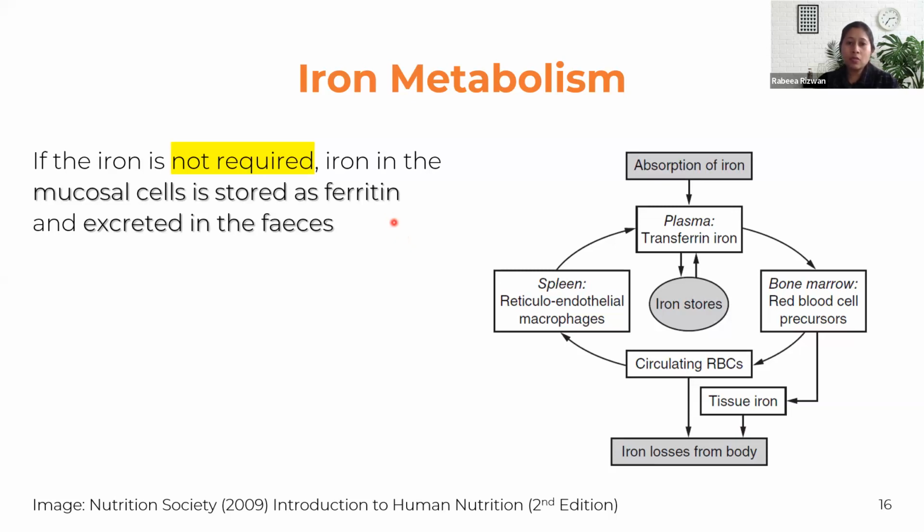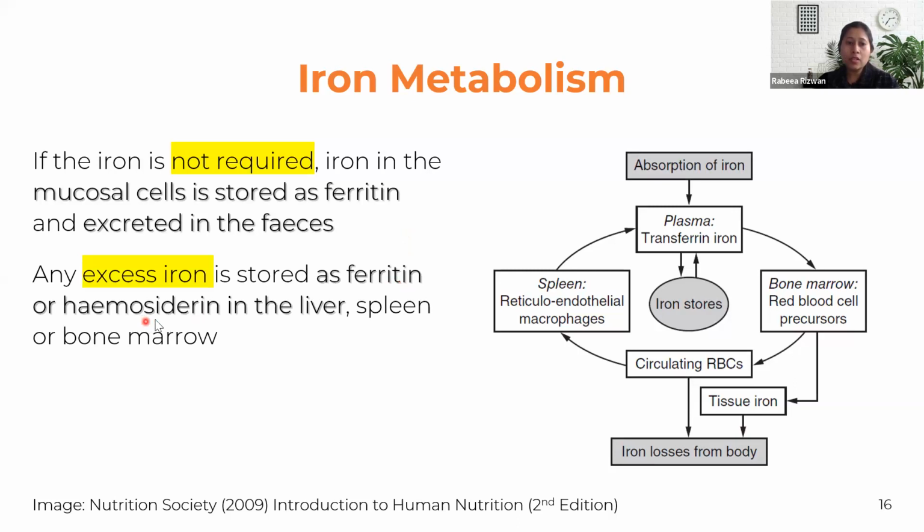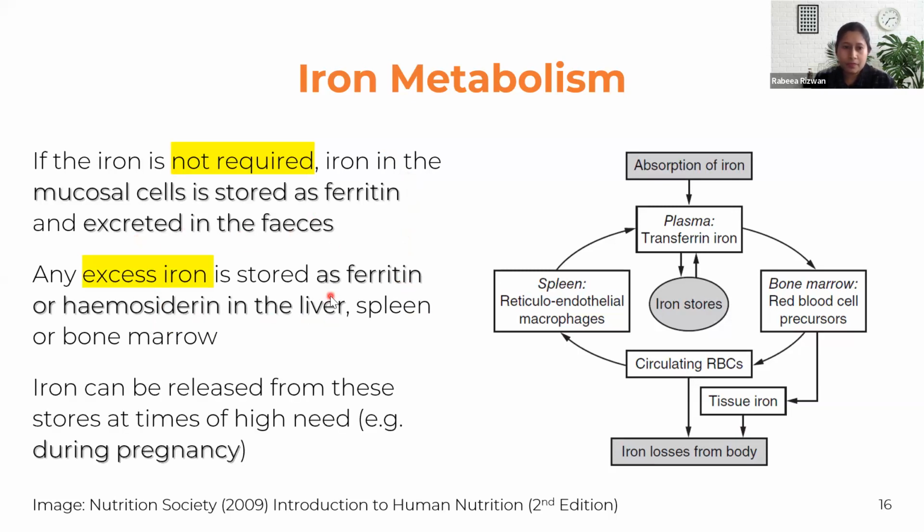So the extra amount is stored in the form of ferritin and as hemosiderin in the liver, spleen, and bone marrow. But that amount of extra undigested, unabsorbed iron is then secreted through the large intestine in the form of feces. And in which cases do we require much more iron than our normal diet, normal routine? The example is pregnancy.